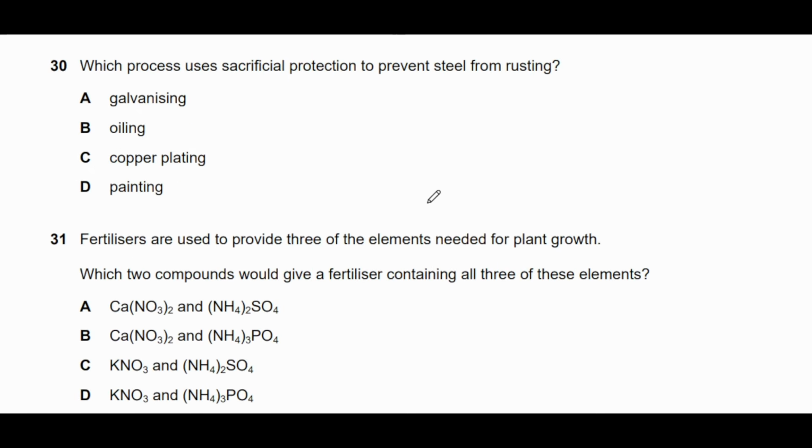30. Which process uses sacrificial protection to prevent steel from rusting? This is simply galvanizing. You're basically coating the steel with a more reactive element or metal like zinc, so that the zinc corrodes instead of the steel.